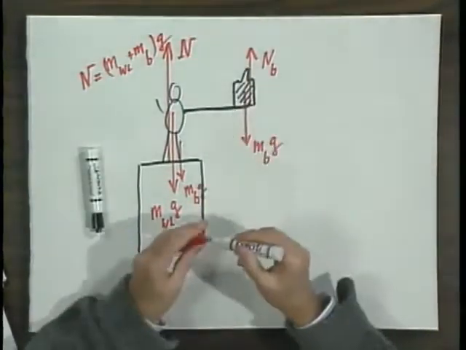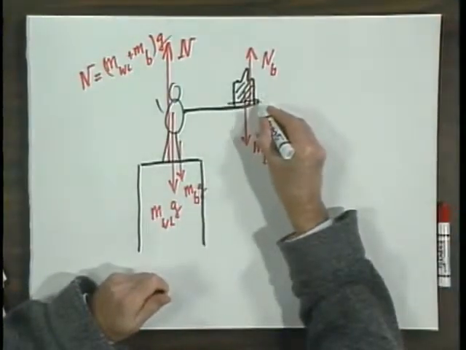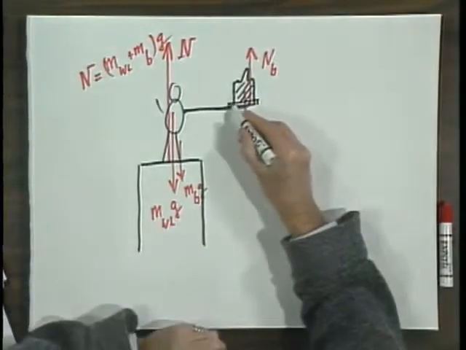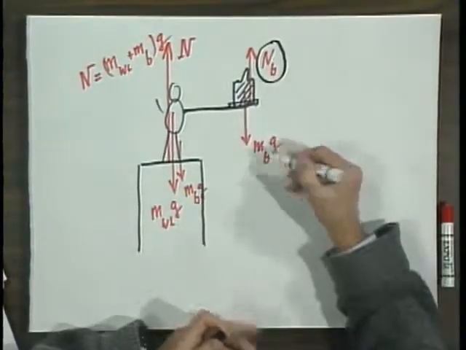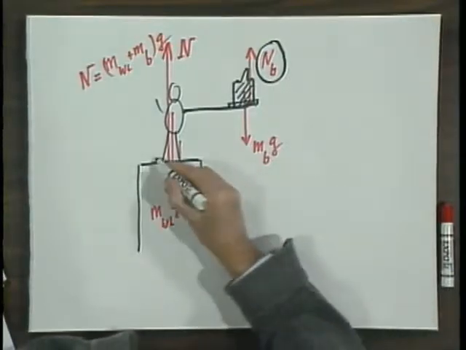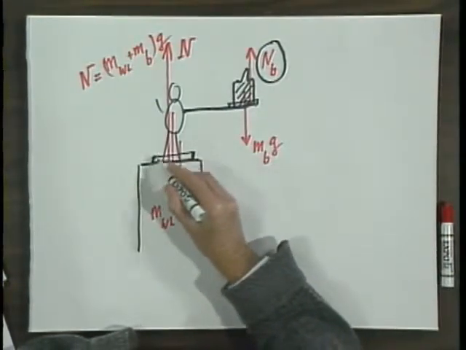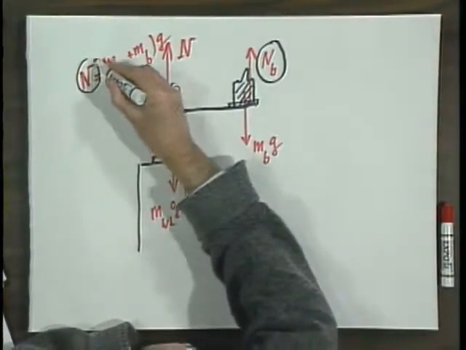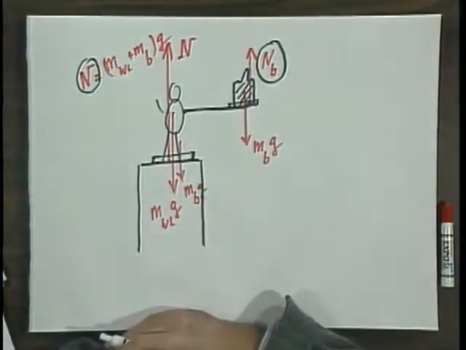If I put a bathroom scale between my hand and the bottle, the bathroom scale would read this value, and that's the weight of the bottle. If I put a bathroom scale under my feet, the bathroom scale would read this value for N, which is the weight of Walter Lewin plus the bottle.